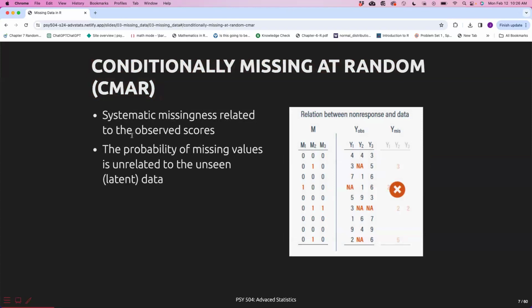So what does it mean to be conditionally missing at random? Looking at our model here, conditionally missing at random means that the missingness is not related to the unobserved values, but it is related to the observed values. What does that mean? Let's say we have an NA for Y2. The reason why we have this NA is related to some of the other variables in our data set. The reason for this NA might be because of something, or the question for Y1, right? If we can make the case for this, then we have missingness that's conditionally missing at random, or CMAR.